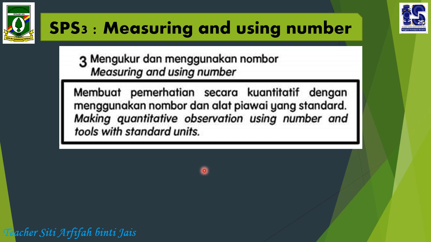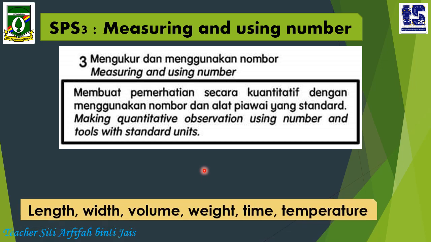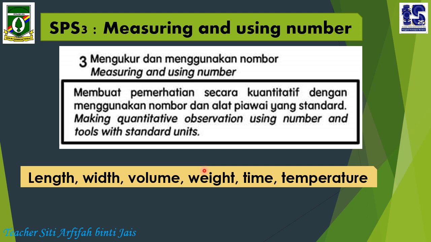What are the parameters that we can measure? We can measure length, width, volume, weight, time, and temperature. Remember, you had learned in year 3 that there are 3 types of volume. Those are volume of regularly shaped solid, volume of irregularly shaped solid, and volume of liquid.